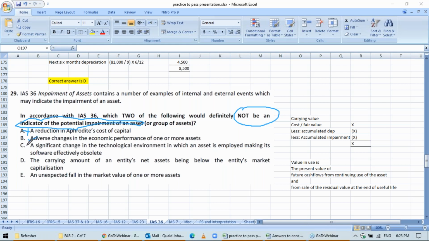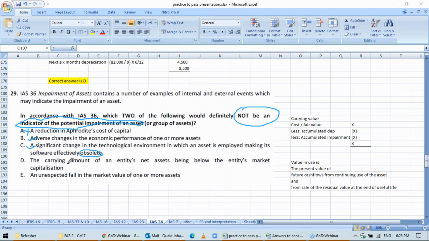So it's an indicator. A significant change in technology, like they are telling about that obsolescence. Things are getting obsolete means the machinery will no more be used or will be less used if products are getting obsolete. So this is also an indication for impairment.